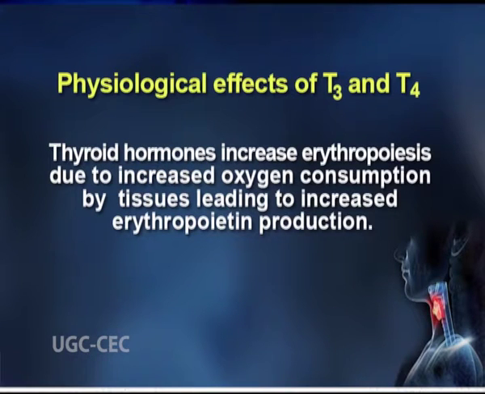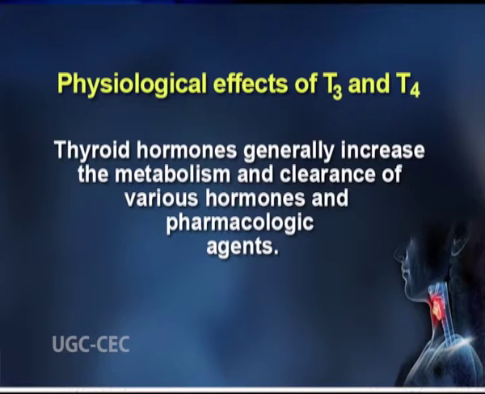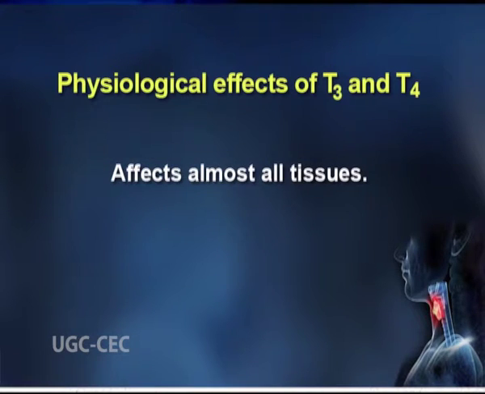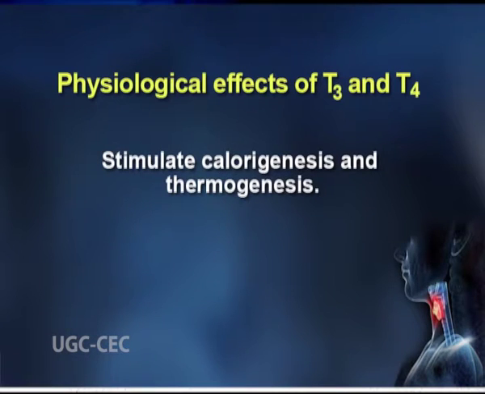Thyroid hormones increase erythropoiesis due to increased oxygen consumption by tissues, leading to increased erythropoietin production. Thyroid hormones generally increase the metabolism and clearance of various hormones and pharmacologic agents. Thyroid hormones have a high stimulatory effect on bone metabolism, that is, increasing both bone formation and bone resorption. It affects almost all tissues and stimulates calorigenesis and thermogenesis.